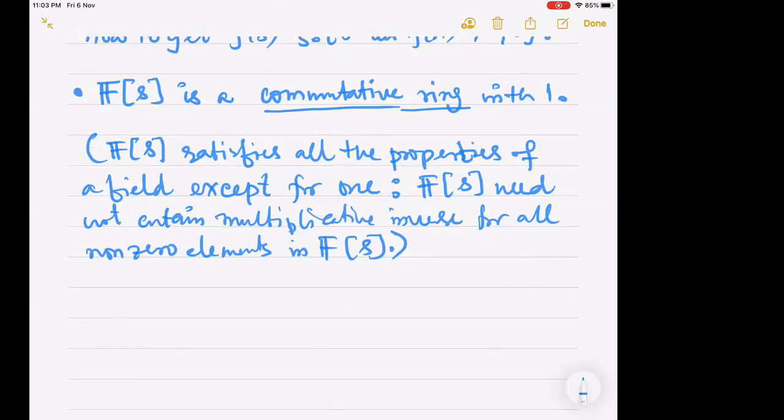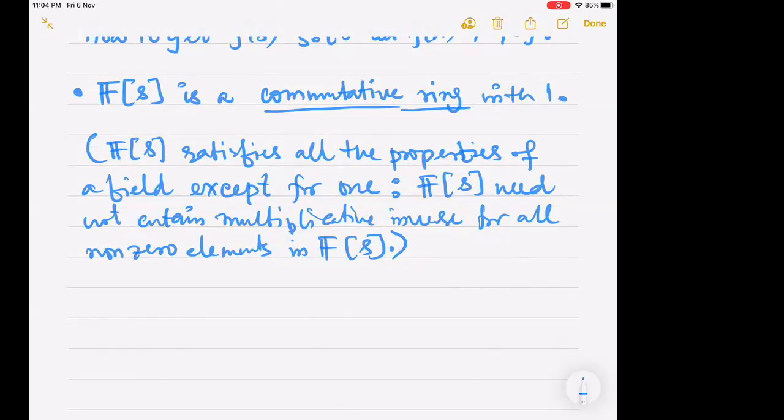So remember the axioms of a field. There are two operations, addition and multiplication. Addition has additive identity and additive inverse, and multiplication has multiplicative identity and multiplicative inverse. And then there are associativity, commutativity, and distributivity properties, right? Now among all these properties, just take away the property that every non-zero element has an inverse. Get rid of that one. So relax that condition. What you get is what is known as a commutative ring with identity.